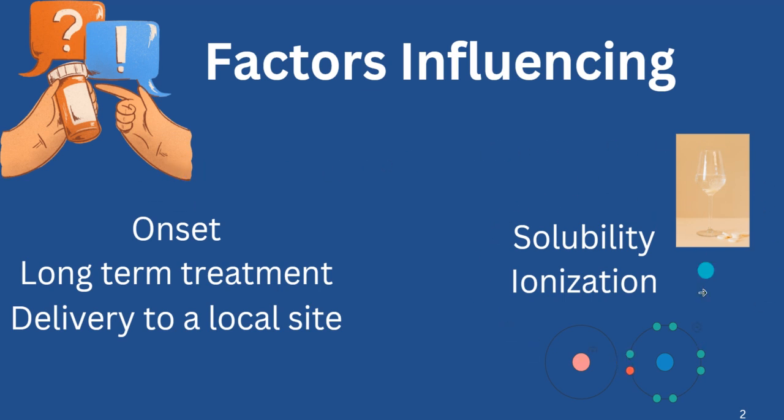And also, whenever you administer the drug, absorption from that site depends on two factors, that is solubility and ionization. So please remember that whenever the drug is in unionized form, it will get absorbed easily. Whenever there is unionized form, the solubility is high and absorption is high. Okay, please remember that.